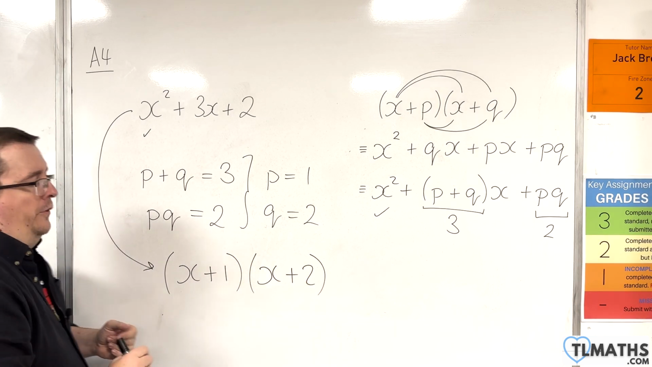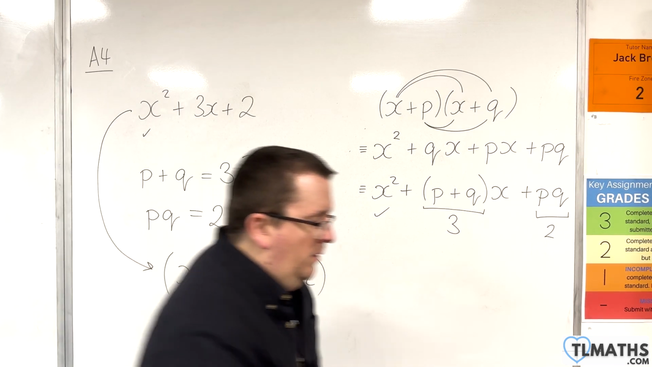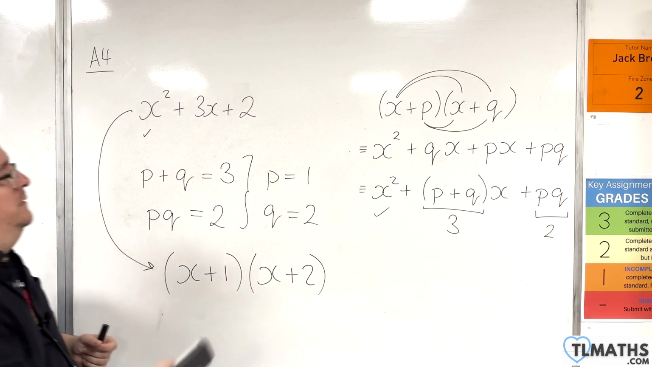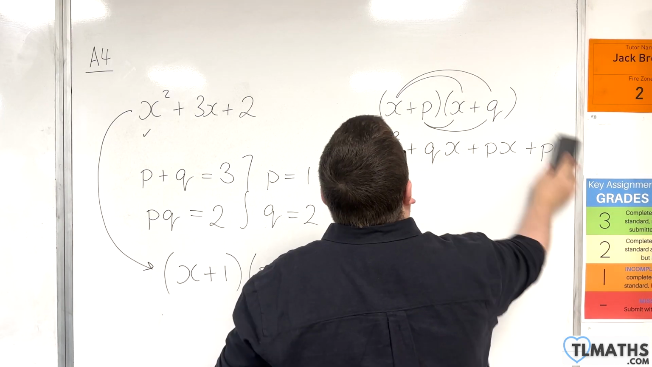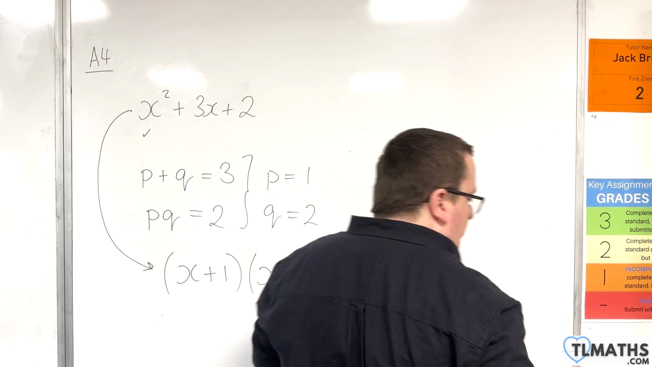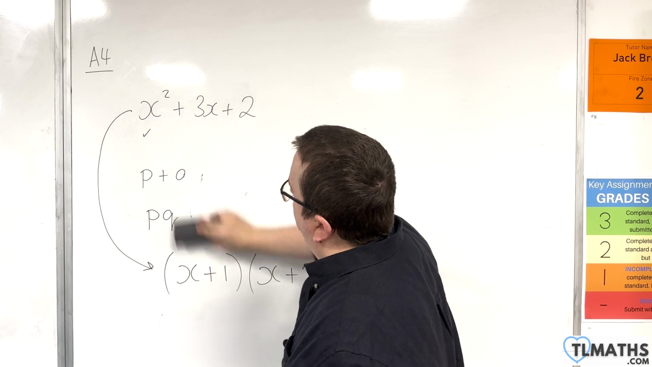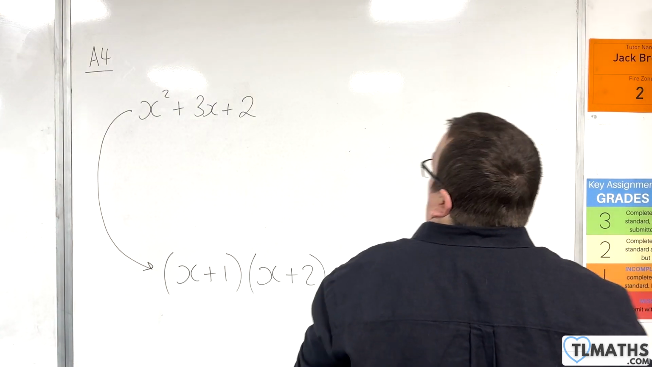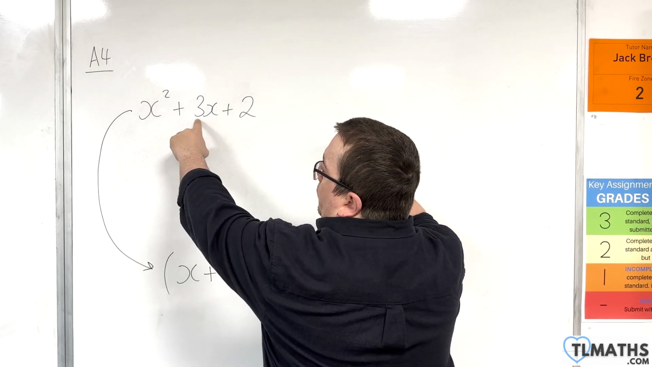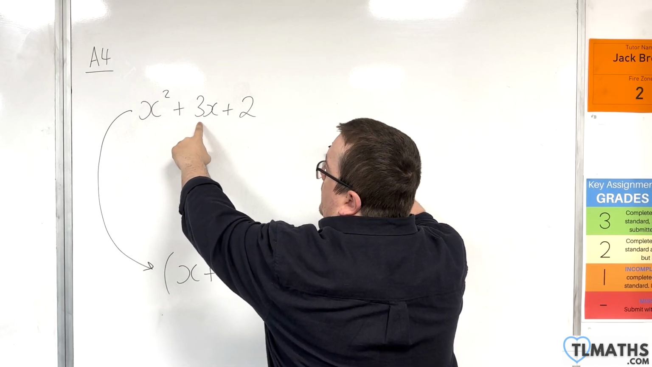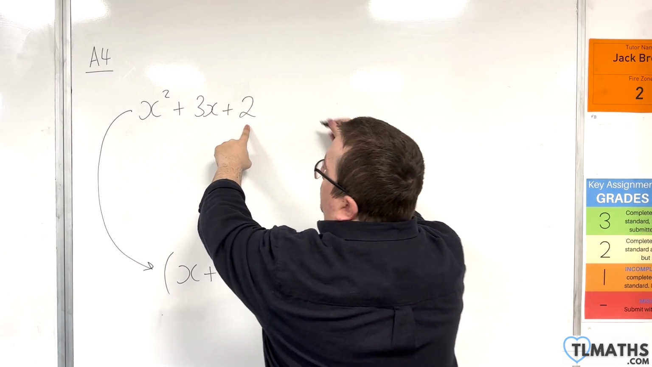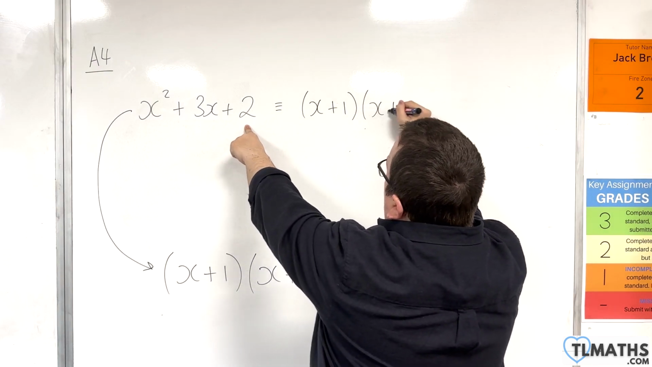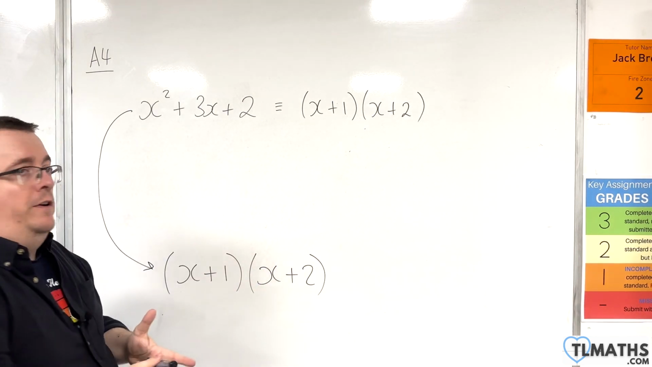So what we want to do is look at the two numbers that are the coefficient of x. We want two numbers that add together to make the 3, but multiply together to make the 2. And I now have it in factorised form.